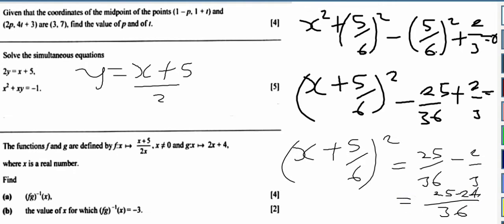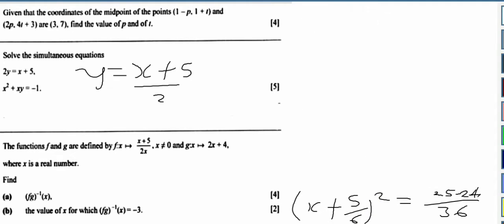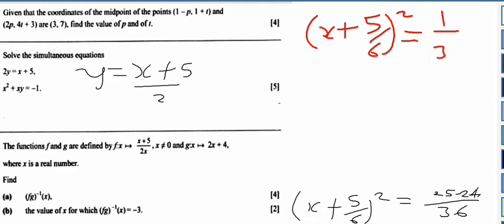Now being equal to, so here we have (x + 5/6) squared. So 25 minus 24, we are going to get 1 over 36. So we are remaining with (x + 5/6) squared being equal to 1/36.